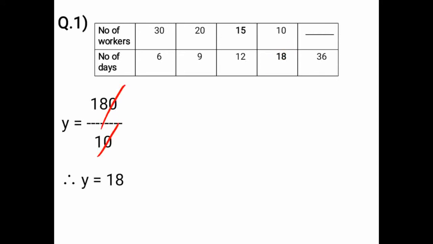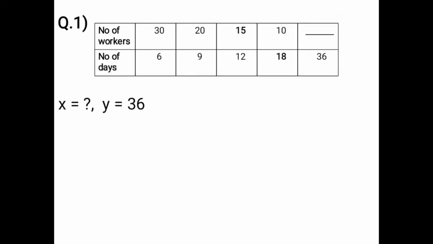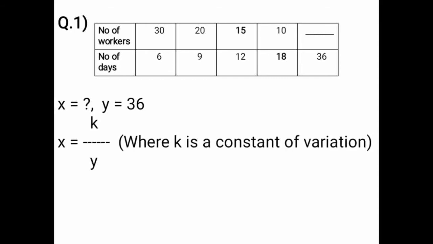Next, number of workers is not given. Number of days is given, 36. x is equal to question mark. y is equal to 36. x is equal to k upon y, where k is a constant of variation. Substitute the value of y is equal to 36. You have to find number of workers. Constant of variation k, you have to take it 180. Directly you have to write cross multiplication form and substitute the value. That is x into 36 is equal to 180.